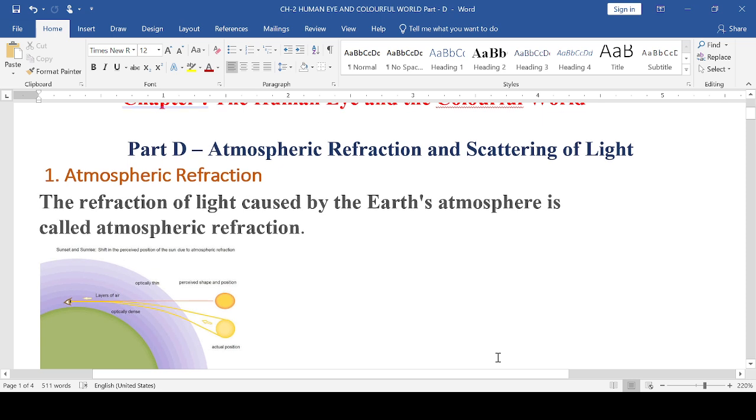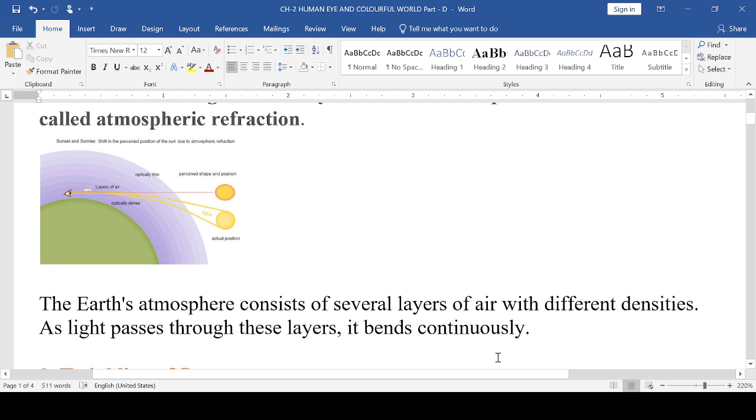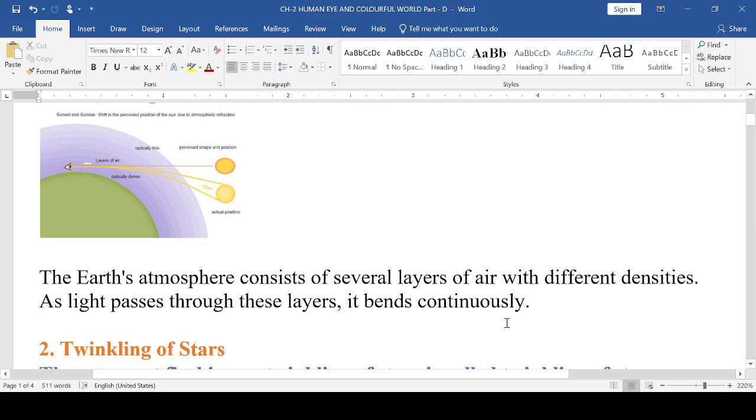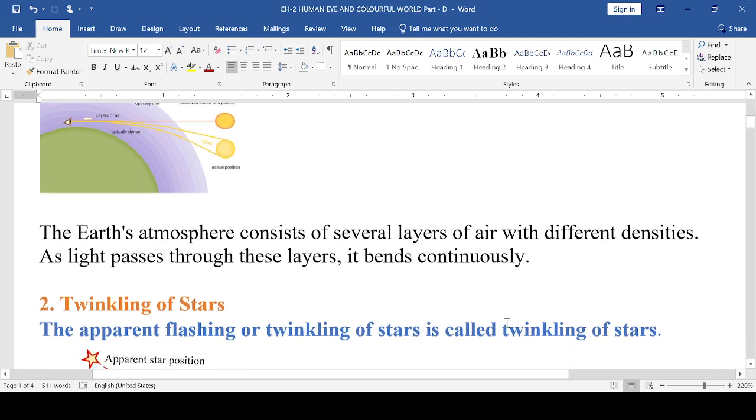Atmospheric refraction. The refraction of light caused by the earth's atmosphere is called atmospheric refraction. The earth's atmosphere consists of several layers of air, each with different densities. As light passes through these layers, it bends continuously due to the different densities.